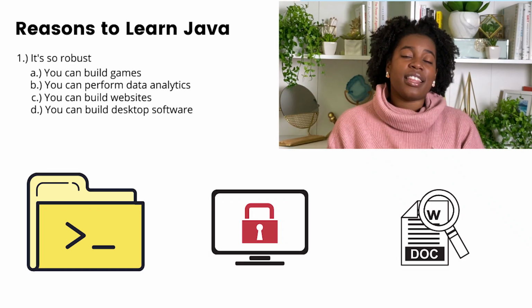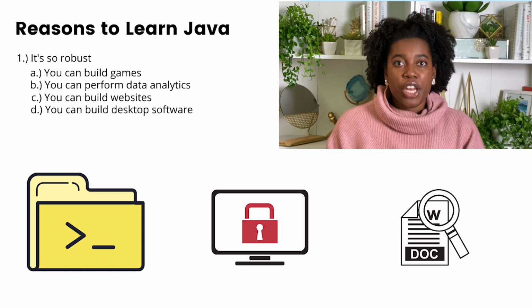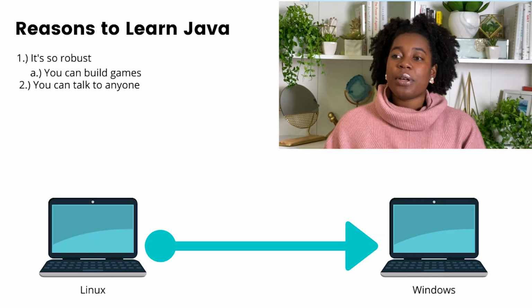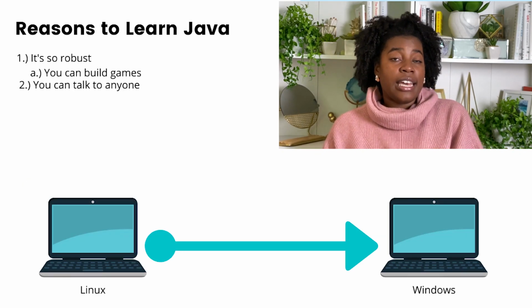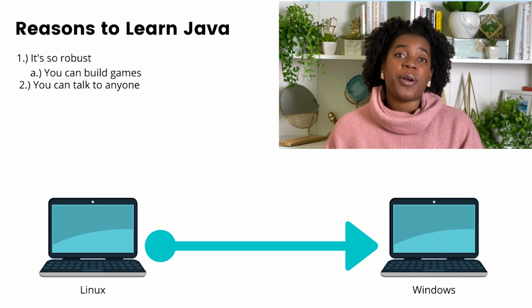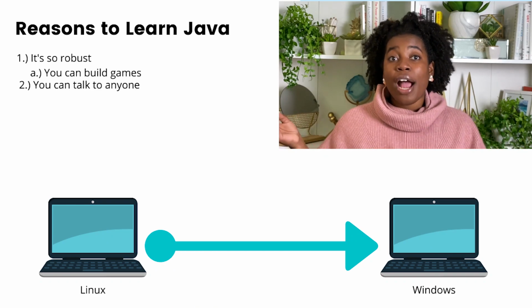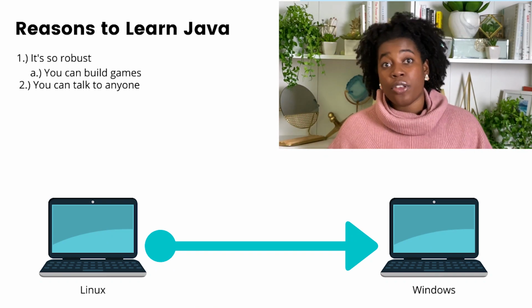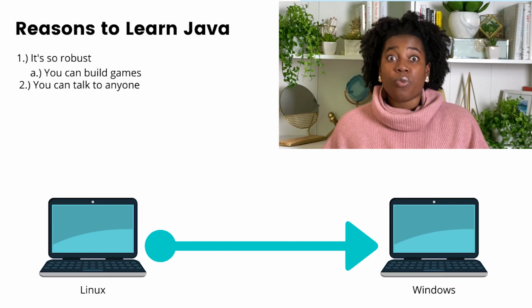So the second reason that Java is such a great beginner language is that it's universal. What I mean by that is if you have a Linux machine and your friend has a Windows machine and you guys want to collaborate, you can. There's absolutely no problem. You can send Java files back and forth to one another and you'll be able to read exactly what your friend is doing and vice versa.